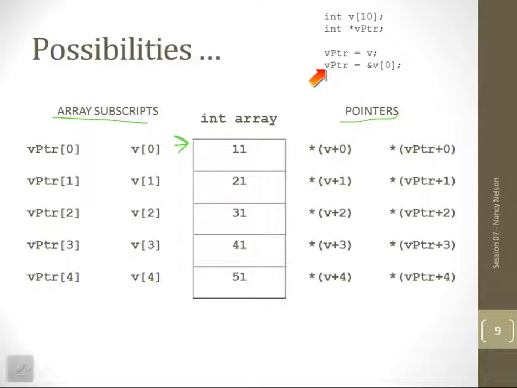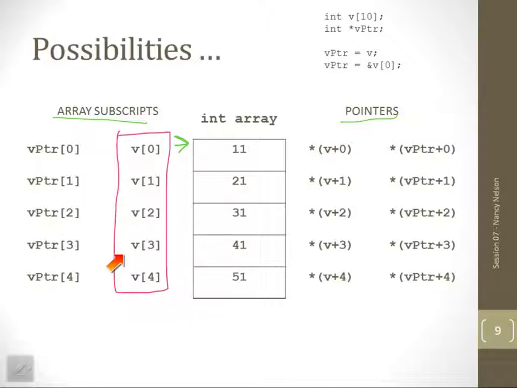Now let's look at our arrays. Here we have our standard array notation that we've been using. If we look at v with an index of 0, we're going to get the 11. If we use v with an index of 3, we're going to get the 41. This should be very familiar notation to us now.